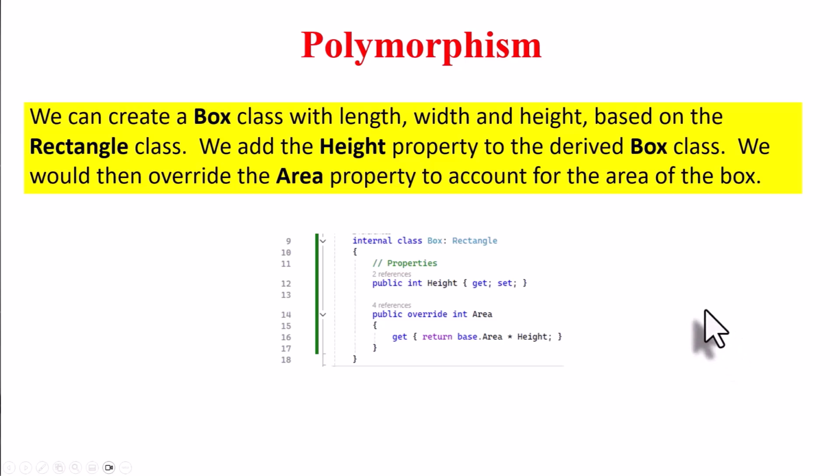We can create a box class with a length, width, and height based on the rectangle class. We can add the height property to the derived box class. We would then override the area property to account for the area of the box. So right here we've got a box based on a rectangle, and we're going to add the height property to it, getting set, and then we override the area property by returning base area times height. So in other words, the base area, which is length and width in the original class, we have that as the area of the rectangle, and by multiplying it by the height, we get the area of the entire box, the cube, basically, or the solid.